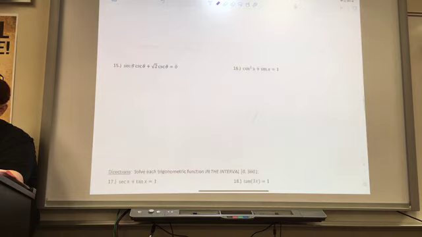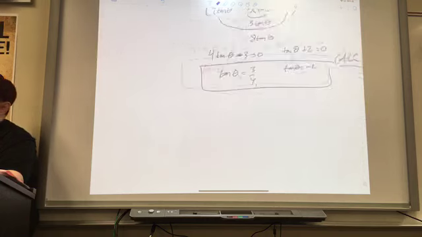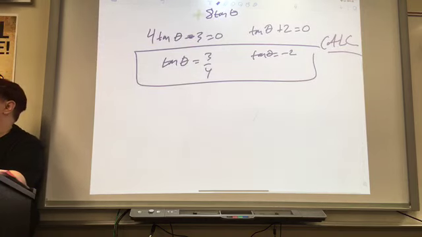What was the second answer? So after that, I would have to go to a calculator, and I'd have to find it, because to find out where tangent of theta is 3/4, it's not a chart angle.